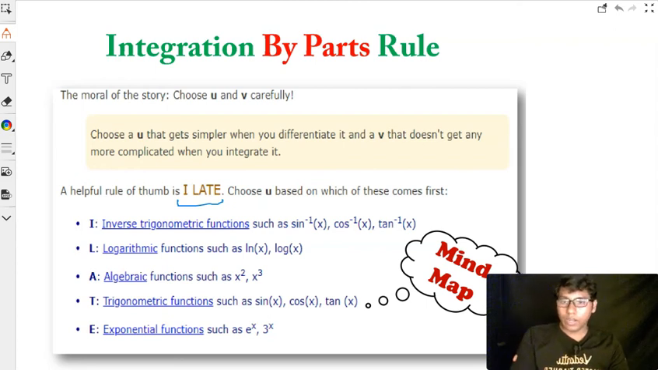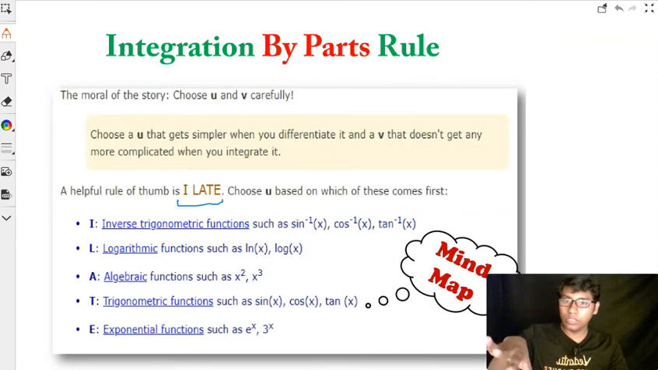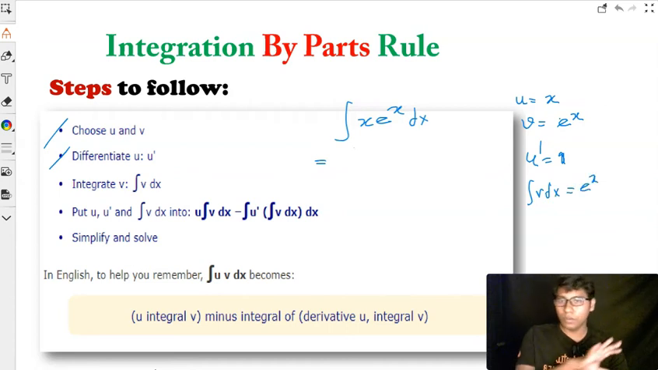Here I have an algebraic function and an exponential function. Algebraic comes first, so that will be my u, and exponential comes later, so it is my v. So in the first step I choose u as x and v as e to the power x. Second step is to differentiate u. The differentiation of x is 1, and integration v dx is going to be e to the power x, because e to the power x doesn't change itself.